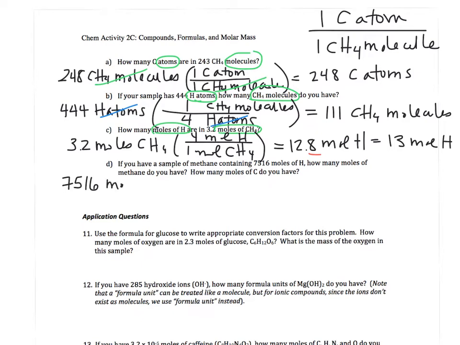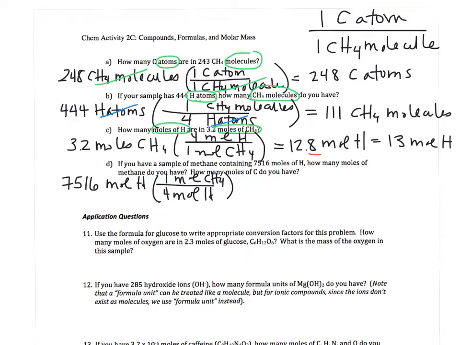7,516 moles of hydrogen. The question is, how many moles of methane do we have? We'll go back to the previous page, find a conversion factor that relates moles of hydrogen to moles of methane. We know that there are 4 moles of hydrogen for every 1 mole of CH4. Let me just pause here and say this is the same conversion factor we used here, but notice it's flip-flopped because here we were starting with moles of methane and here we're starting with moles of hydrogen.